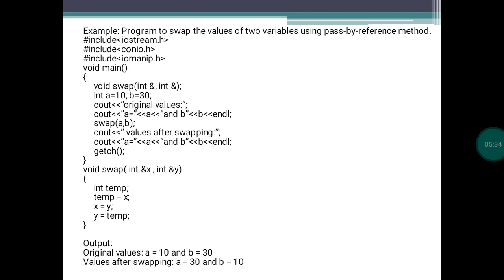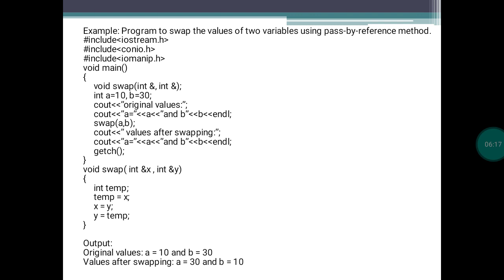Then see one program. Last year you have studied the swapping program. That is a simple program. Now see the program to swap values of two variables using the pass by reference method. Last year, in the first lab program, you studied swapping two numbers using a third variable. Same program we are going to write, but only we are using the pass by reference method. Using pass by reference method we can do it.